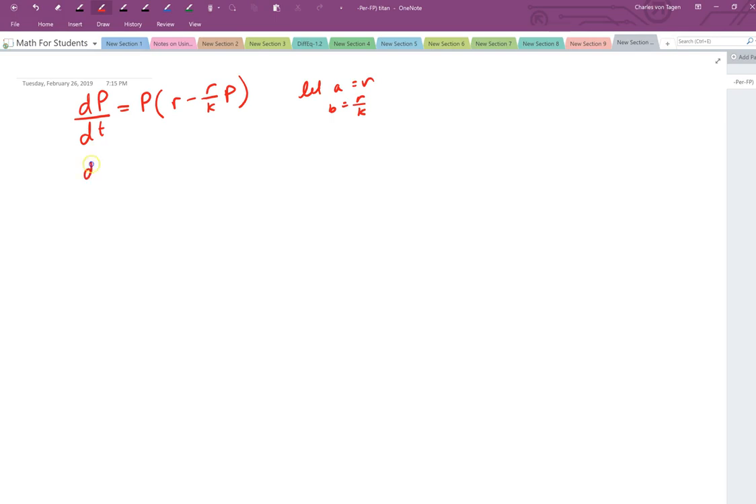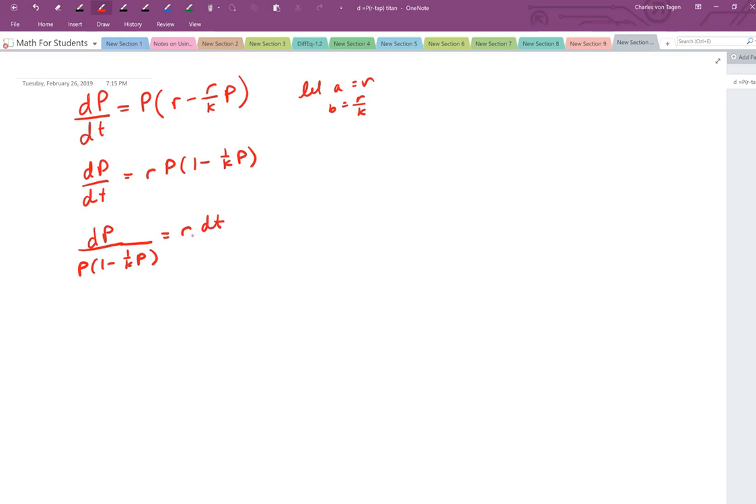So my first move, I think, is to factor out this r. That would leave us with r times p times 1 minus 1 over k p. Then if we separate this equation, we get dp over p times 1 minus 1 over k p is equal to just r dt. And it's helpful if we leave this r here. It'll make the integration slightly easier.